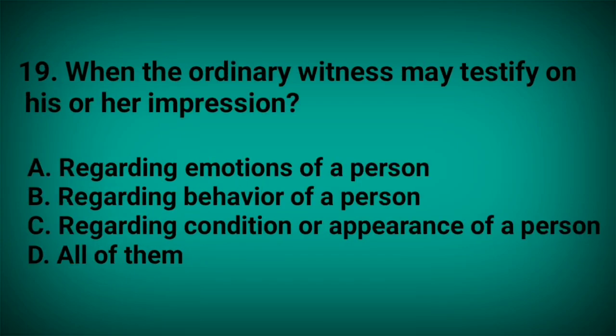Number 19. When may the ordinary witness testify on his or her impression? A. Regarding emotion of a person. B. Regarding behavior of a person. C. Regarding condition or appearance of a person. Or D. All of them.